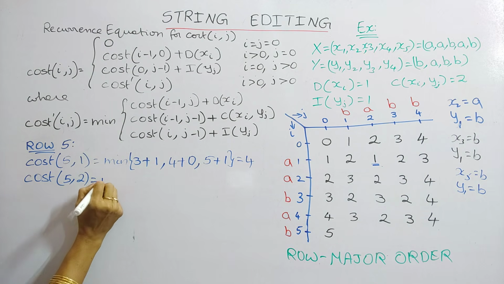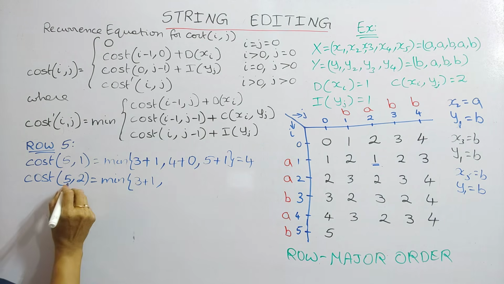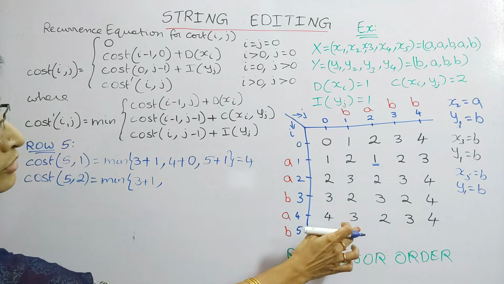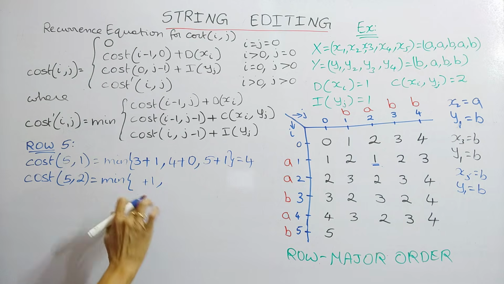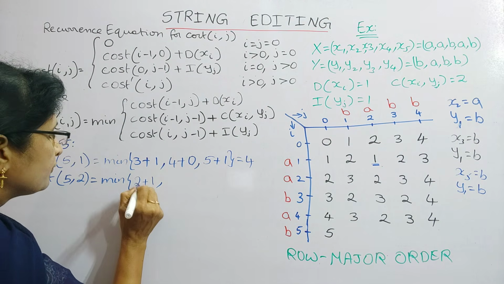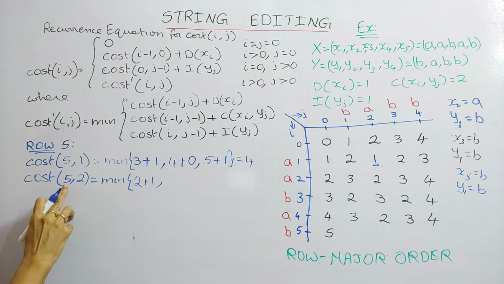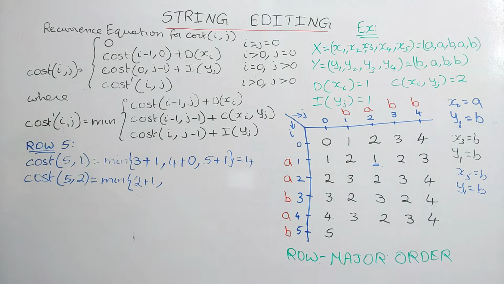Similarly, you have to compute for cost of 5, 2. So 5, 2, it is minimum of cost of 4, 2. 4, 2 is how much? It is 3 plus delete operation. Next one is cost of 4, 1. The first term is 4, 2, only the 4 will be decremented. 4, 2 cost is how much? It is 2. And the next term will be cost of 4 comma 1. Cost of 4 comma 1 is 3.